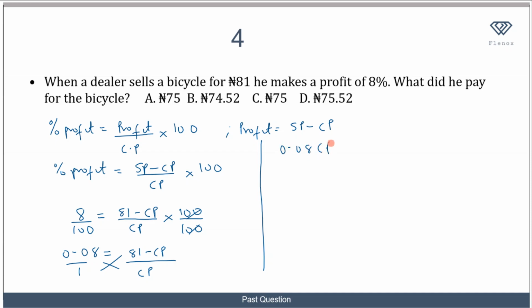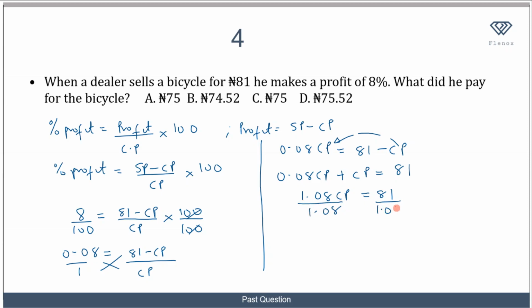0.08 CP is equal to 81 minus CP. Then we can bring this CP to the other side. So we have 0.08 CP plus CP is equal to 81. So when you add 0.08 CP plus 1 CP, you have 1.08 CP is equal to 81. Then divide both sides by 1.08 and you're left with what? CP is equal to 75.